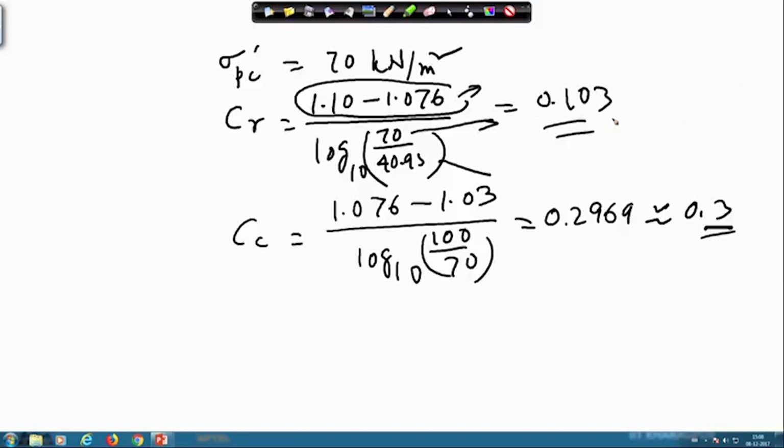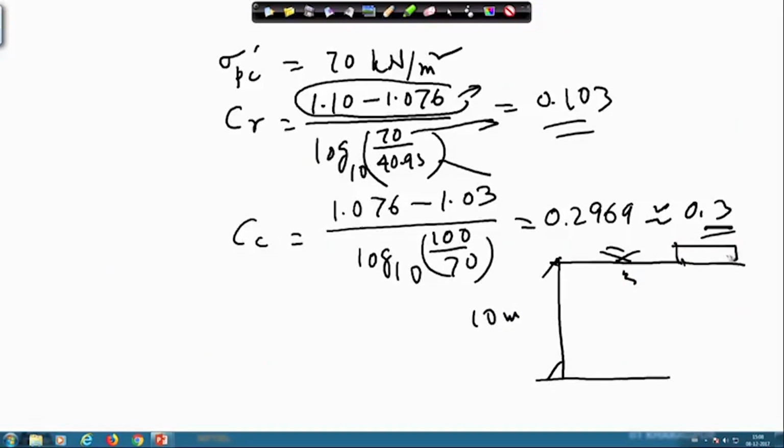And now, you have a 10 meter thick clay layer, and the water table is also here, and a foundation of size 2 meter by 2 meter is applied on the surface, and because of that you have to find out the consolidation. Now, we have to apply the formula at the middle of the clay layer.